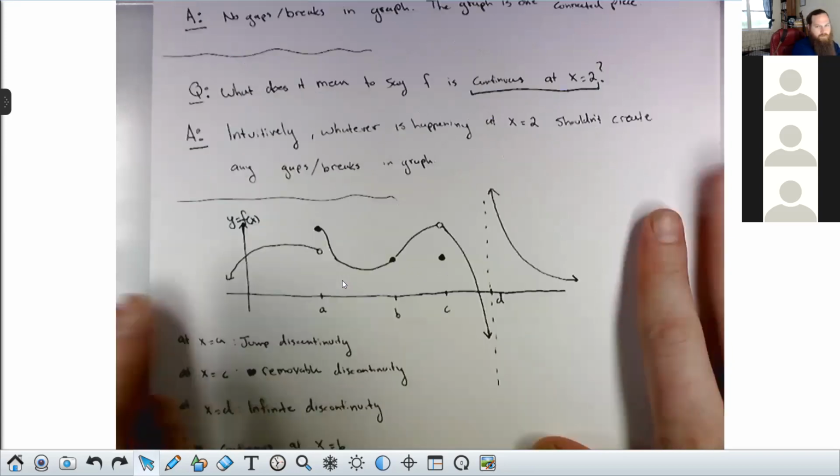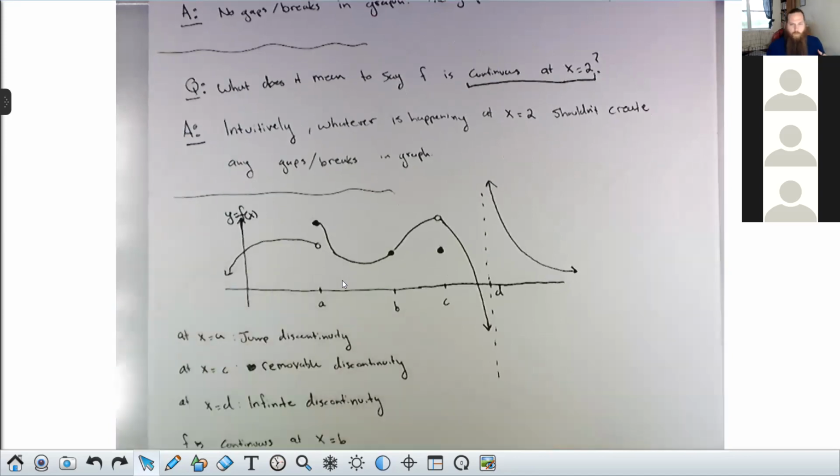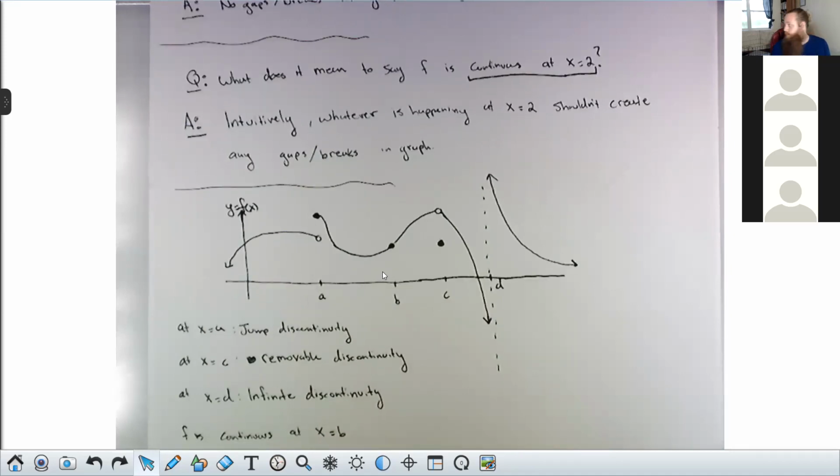And what I want to do is think about how we could express that in terms of the notation that we've used so far, limits and stuff. So here, the left limit is different from the right limit. As I approach a from the left, I'm going to one y value. As I approach a from the right, I'm going to another y value. So the thing that's going wrong here is that the left limit and the right limit don't match. So the overall limit here wouldn't exist. So maybe having the limit exist is a necessary criterion for being continuous.